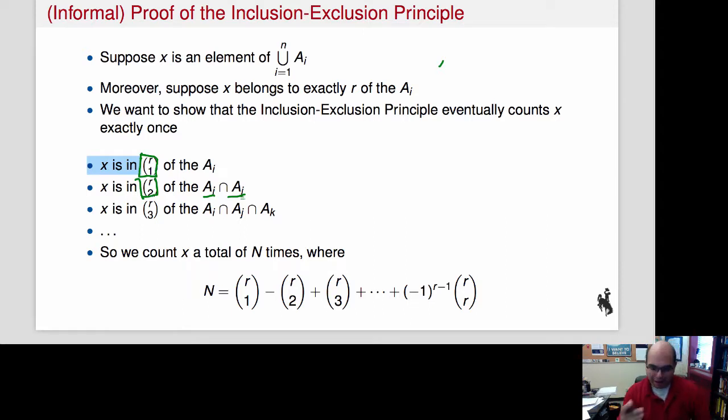Similarly, I want it to be in A sub i, A sub j, and A sub k. That means that A sub i, A sub j, and A sub k need to be 3 of the R sets that contain our element. So we have R choose 3, right? That's the total number of ways to pick those, right? And so what that means is that we're counting X once here, and then we're subtracting it R choose 2 times, then we're adding it back in R choose 3 times, and then we're subtracting or adding it at the end, R choose R times, right?